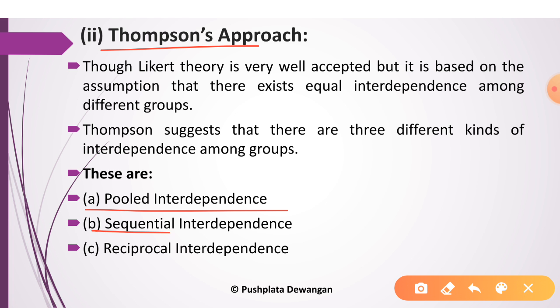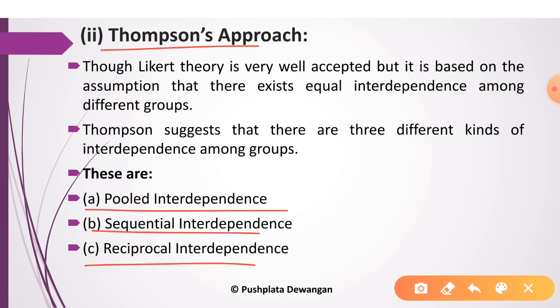The second one is sequential interdependence. It means that the work of one group depends upon the performance of the other. However, both groups are sustained by the organization. The interdependence is both pooled and sequential. This type of interdependence may be regulated by proper planning and controlling, and the chances of conflict between the groups are higher than in pooled interdependence.